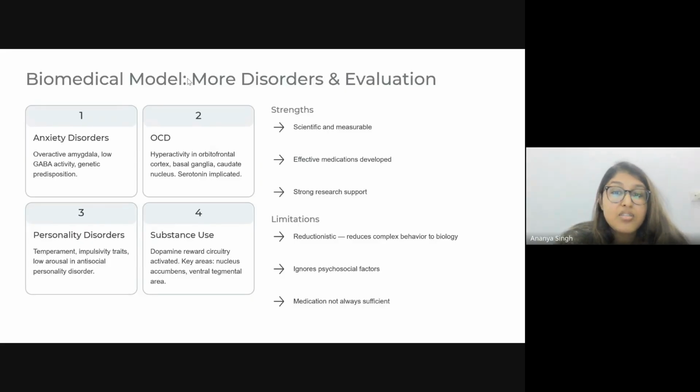And medicine is not always sufficient. You can take medication, and sometimes it does not work. It's not that you take your medication and it just fixes everything in your biology, that the wiring that was a little bit moved is fixed now and everything is fine. That's not how it works. So that's one of the limitations of this model. That means biology is not all.